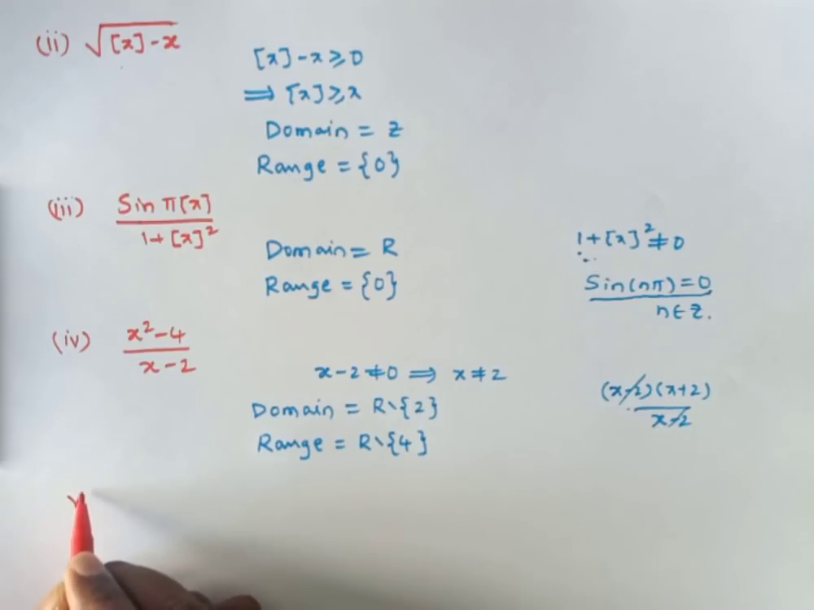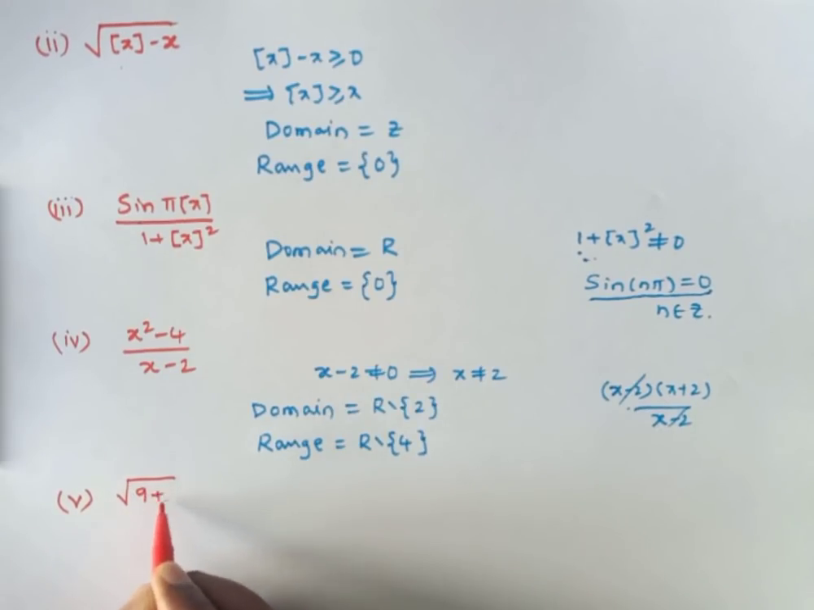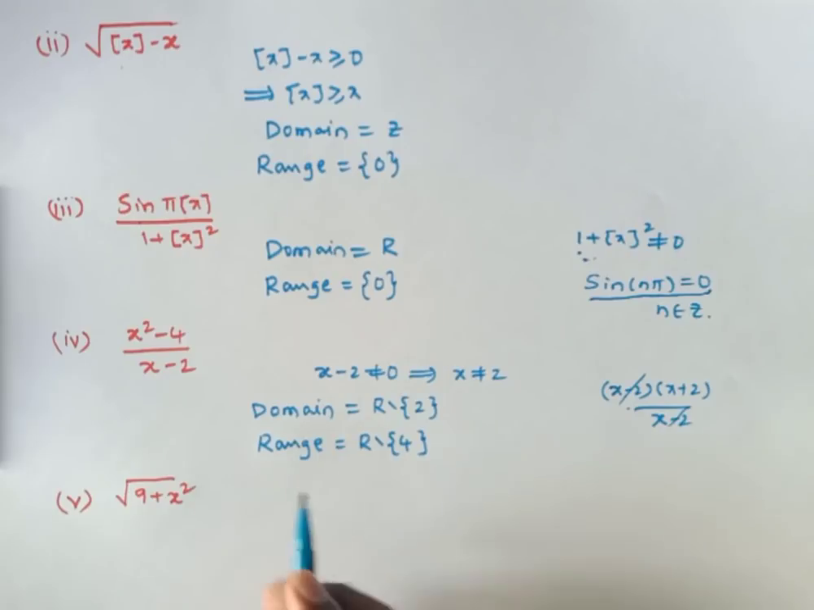Fifth, square root of 9 plus x square. Square root of 9 plus x square. Now, what is the domain for this? Here the root of something is there, and something should be greater than or equal to 0 first, right? So here 9 plus x square is greater than or equal to 0. Now you just need to check where it is positive, for what values of x it is greater than or equal to 0. Okay, so now we need to simplify this.